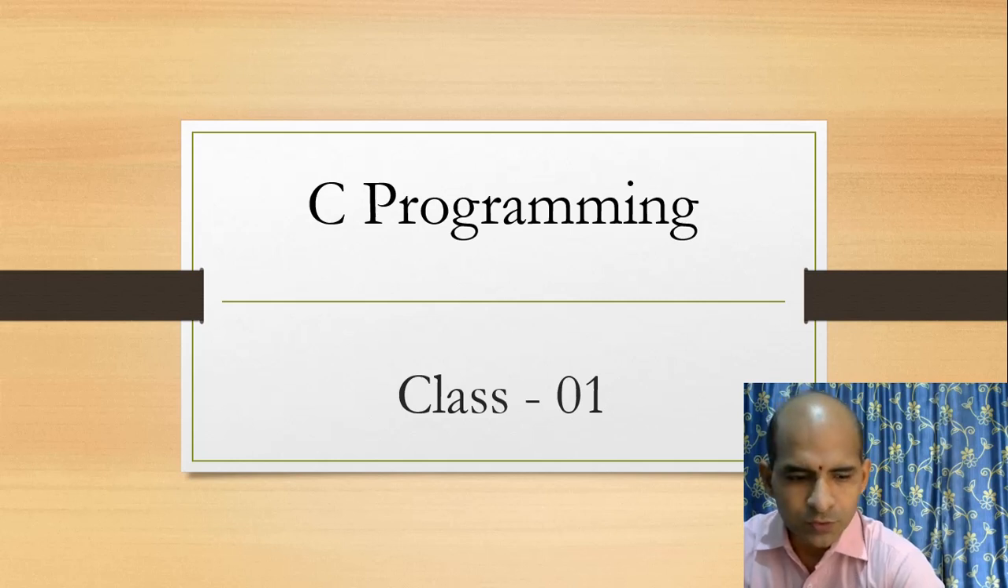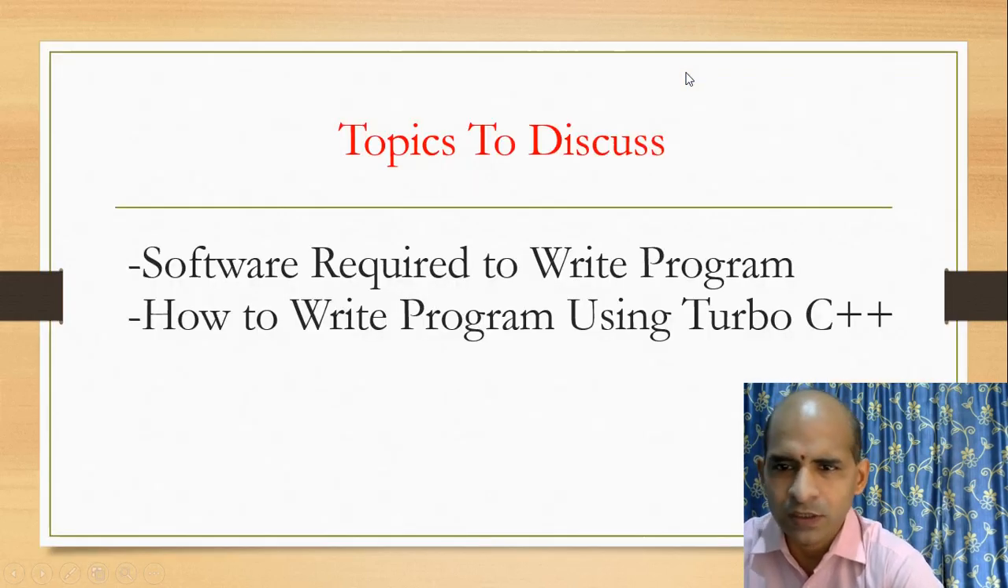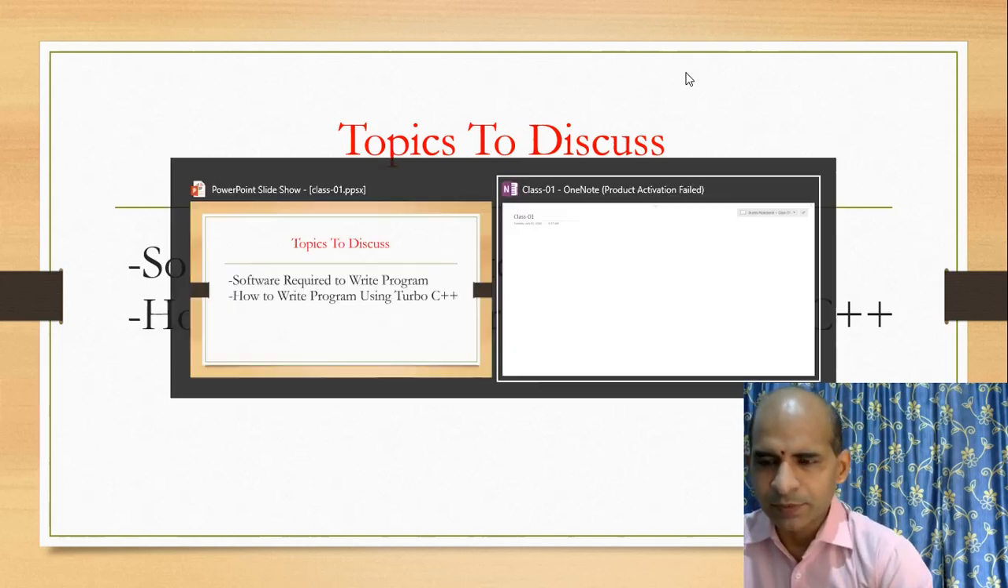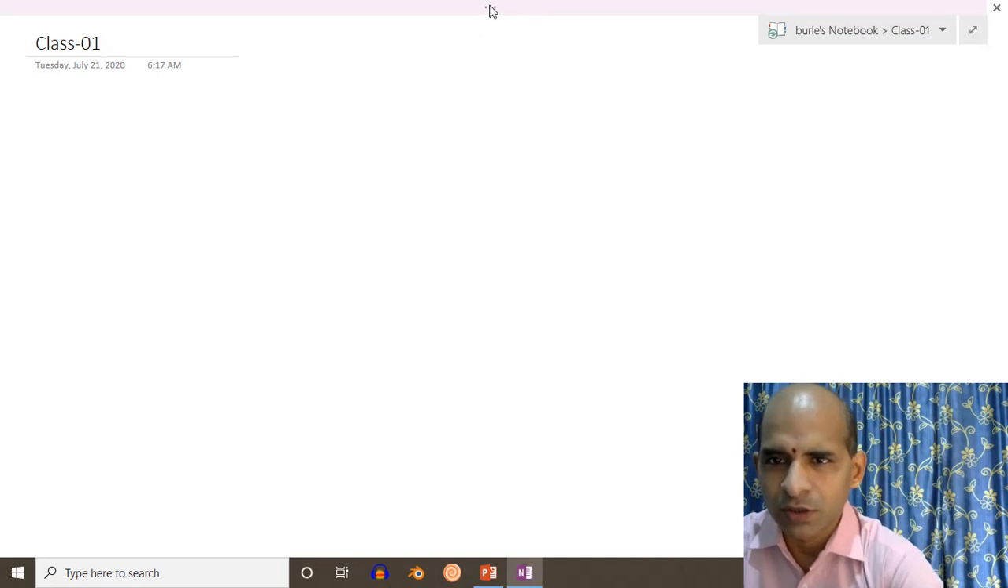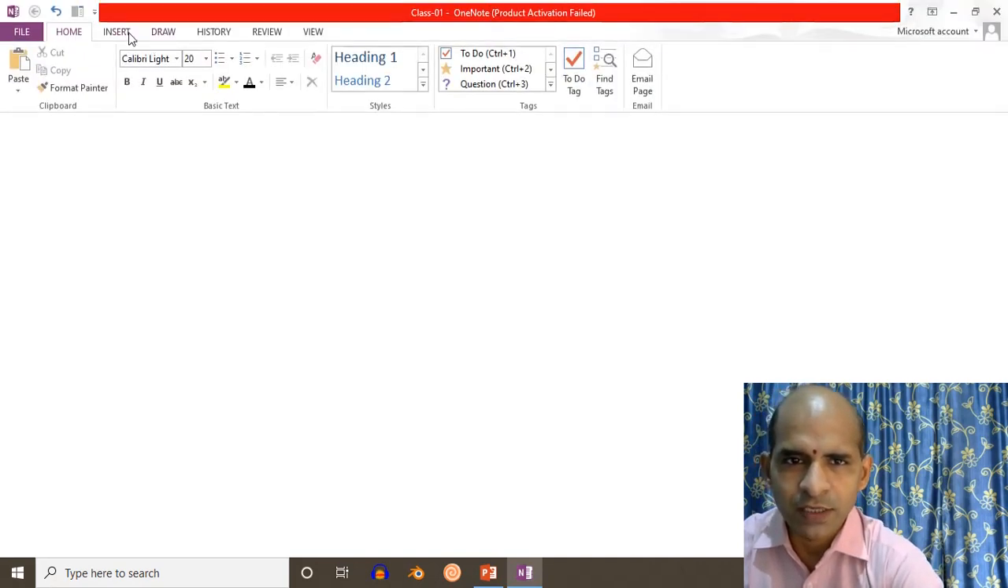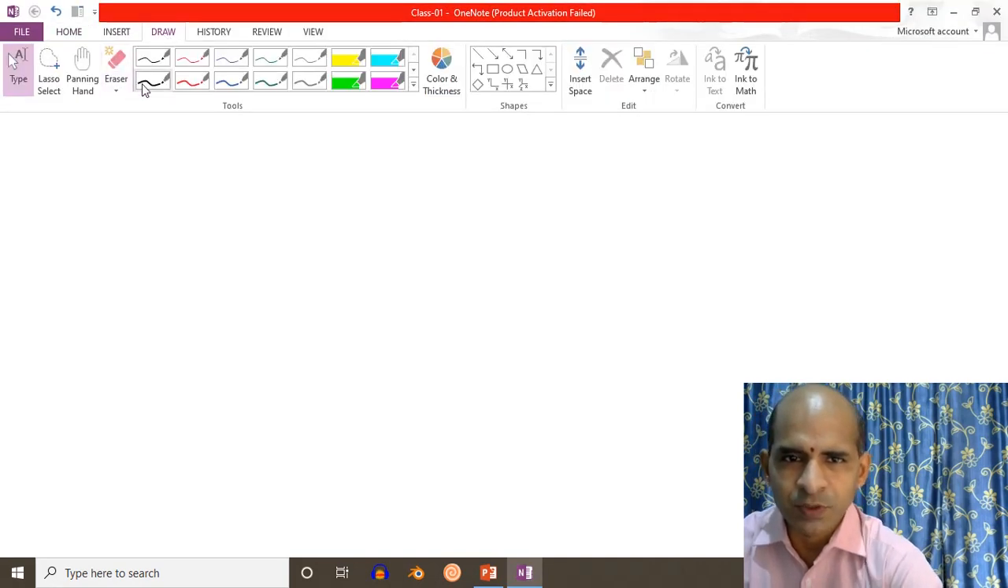Today we are going to start our first class on C programming. As it is the first class, here we just want to discuss what software is required to write a C program, and we will see how the screen looks if we use Turbo C++. The rest of the software we require, we will cover further on. So let me discuss what software we can use to write a C program.